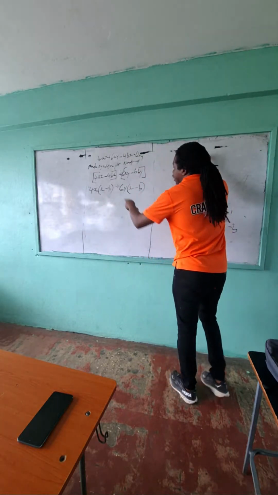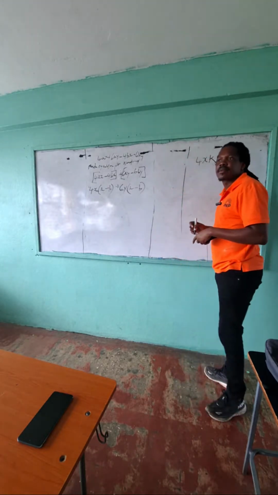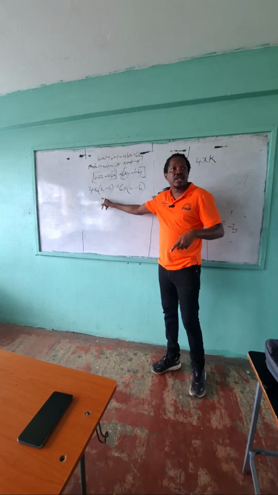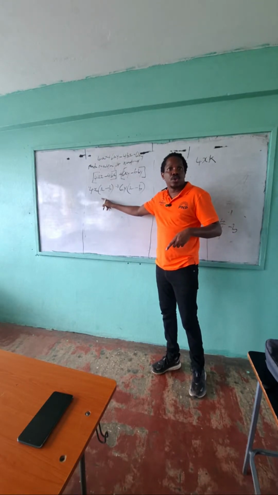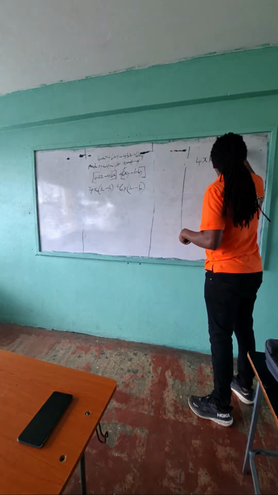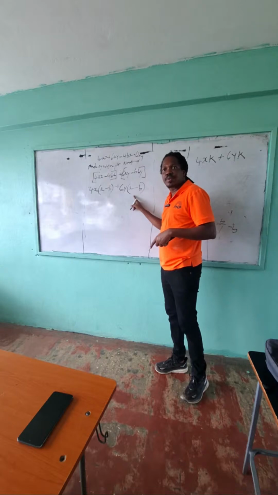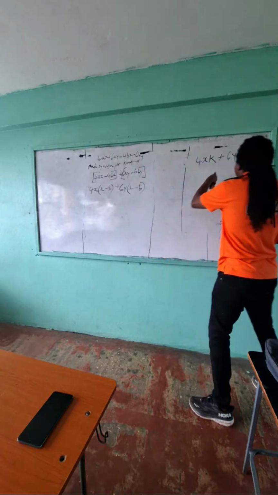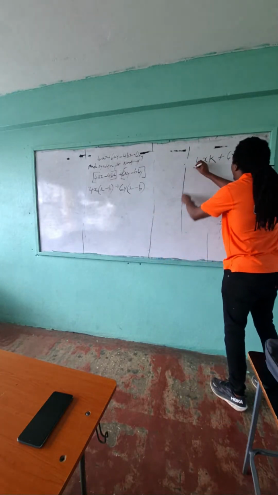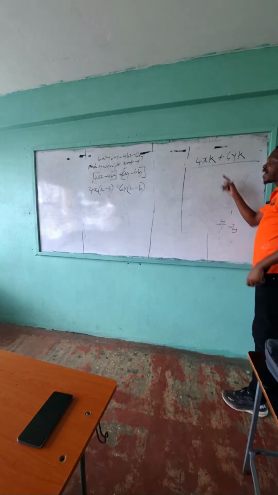So it will give me 4xk, because k represents this. Not true? Plus 6yk, because k represents this. Not true? Now, if you look at this and say this was my entire equation, I can factorize this equation. How do I factorize this equation?